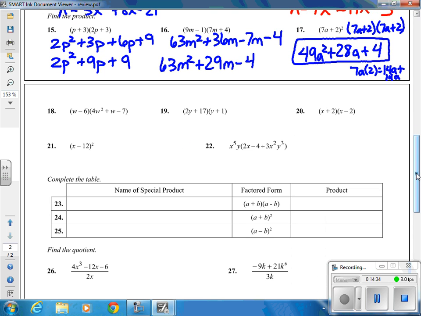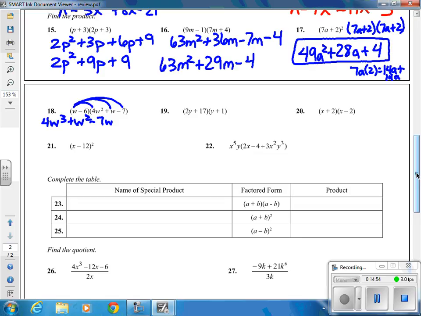Okay, for number 18, you cannot do FOIL because a binomial times a trinomial does not work that way. You have to do nothing but distributing. Right, so start with the w and give the w to everybody and then come back and do the same thing with the negative 6. w times 4w squared is 4w to the third power. w times w is w squared. w times negative 7 is negative 7w.